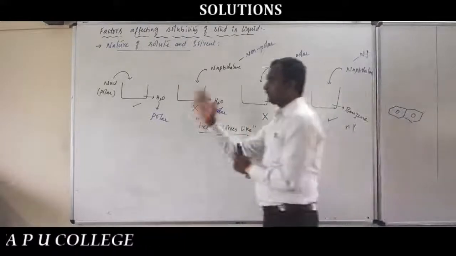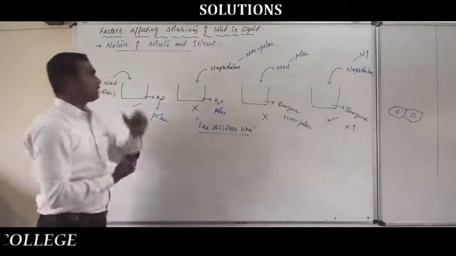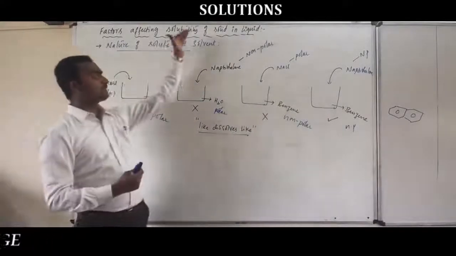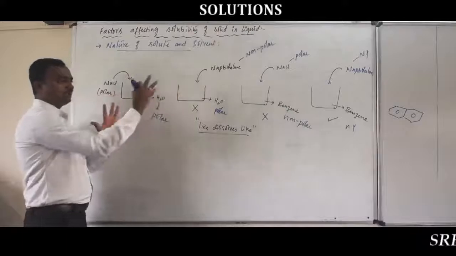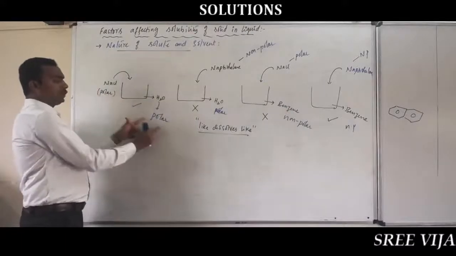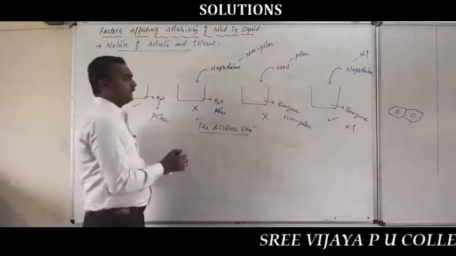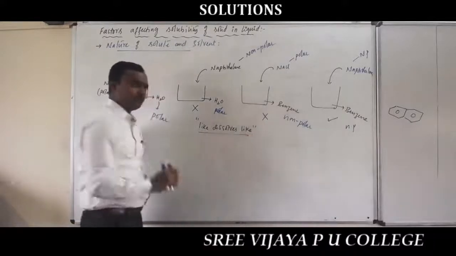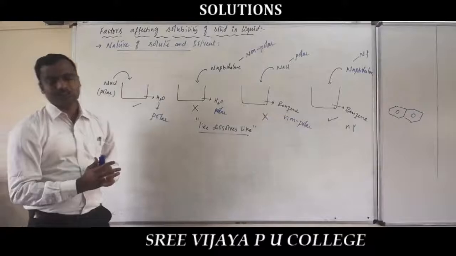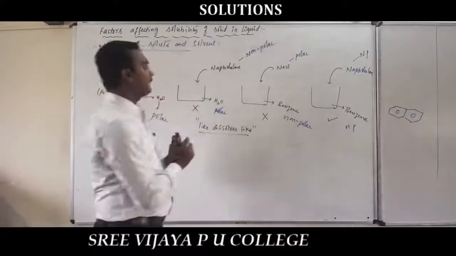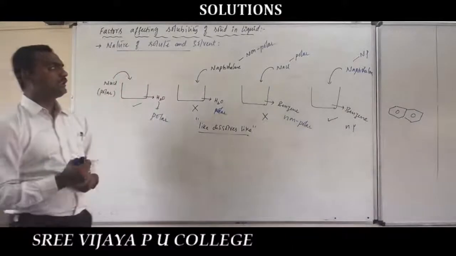So from these, we can say that the nature of solute and solvent can affect the solubility. The solubility differs because of the polar and non-polar nature of the solute and solvent. That is, finally, like dissolves like: polar dissolves in polar, non-polar dissolves in non-polar. That is one factor affecting the solubility of a solid in a liquid.